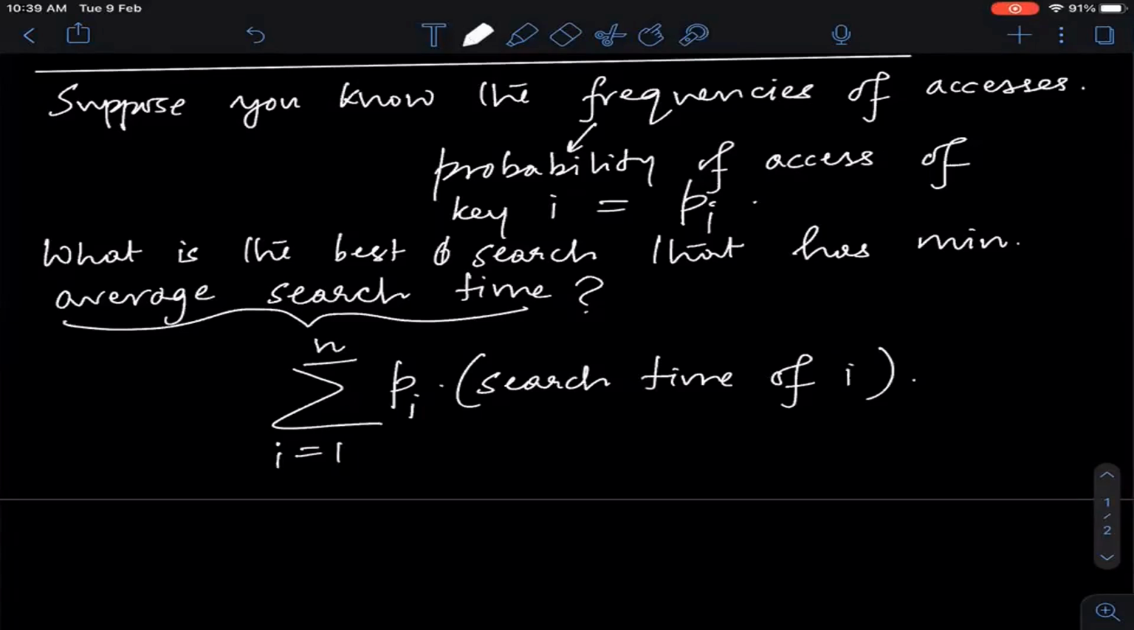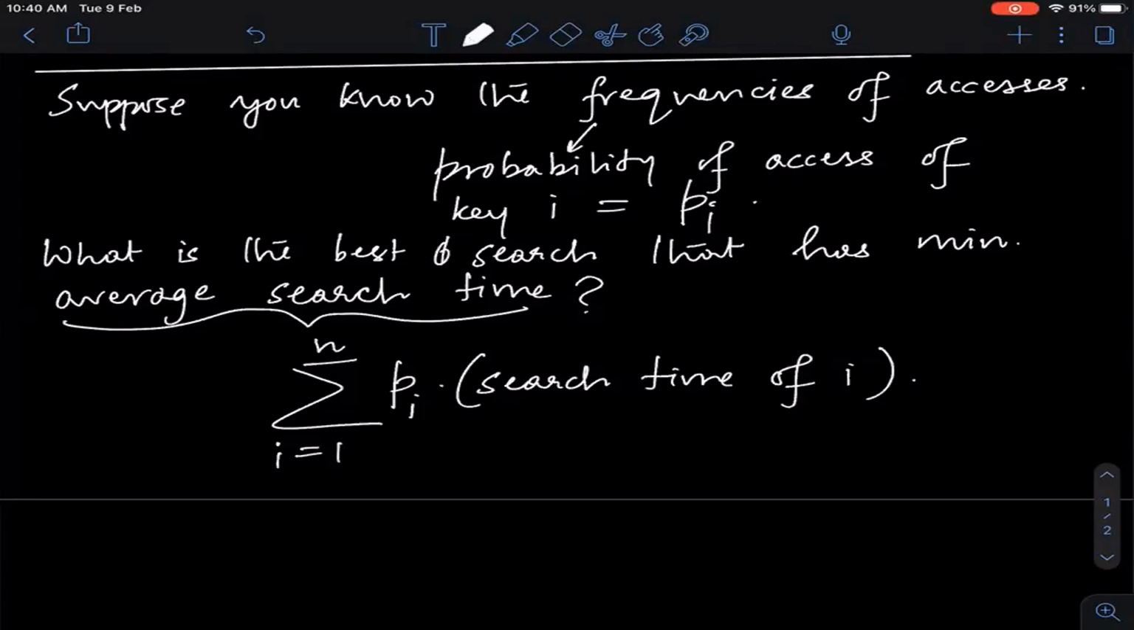In the language of probability, this is nothing but the expected search time. You're multiplying the probability of access of each key with the search time of its node in the search tree that you are building. So the goal is to build a binary search tree which minimizes this average access time. Now you might ask, what's the big deal? Why can't I just build a balanced binary search tree? Because that seems to be doing the best.